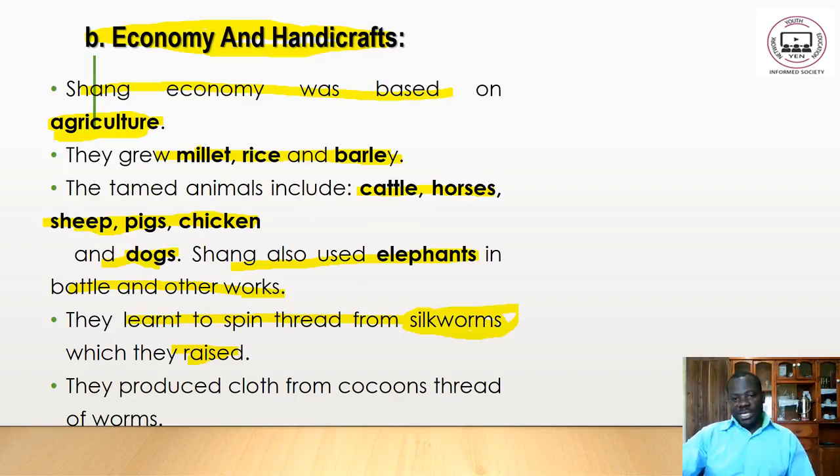So the Chinese were raising those silkworms. They were taming them so that at the end they would get that silk to make cloth. They also produced cloth from the cocoon thread from the worms. That is what we are talking about with the silkworms. The cocoons themselves were making the threads, and those threads were used for making silk.